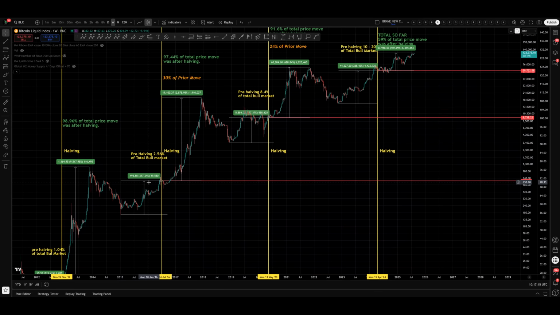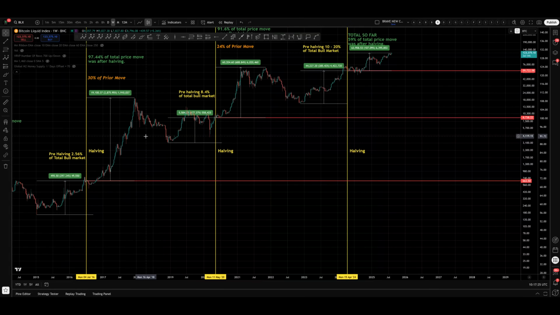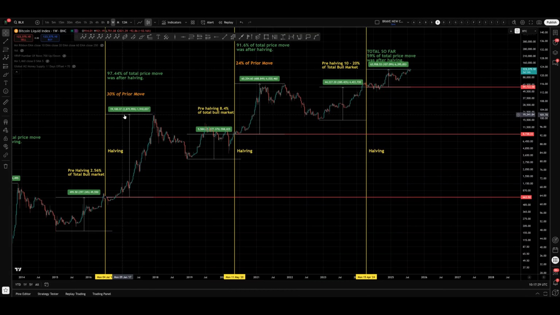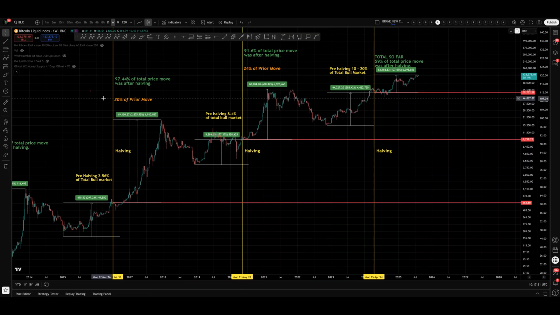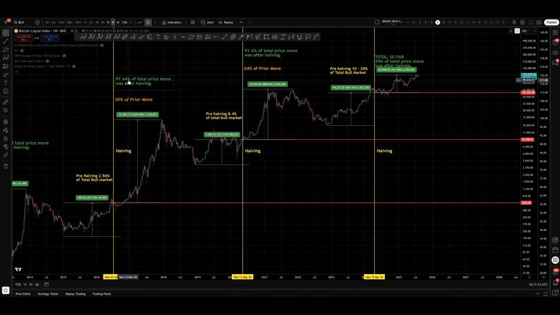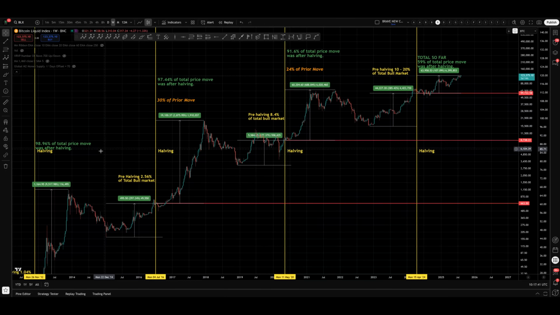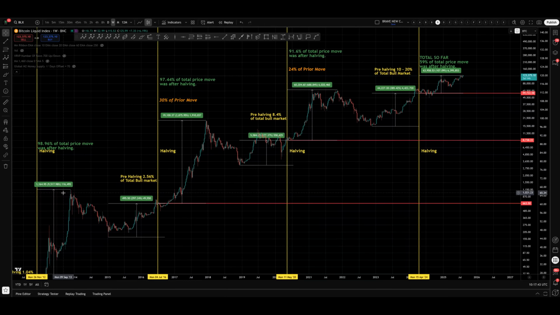If we move on to the next halving cycle, we see that 297.24% of the gain came from the end of winter, the beginning of spring, the beginning of that 3-year cycle from swing low to swing high, to the halving. Post-halving, the gain was 2,875.95%. This represented 97.44% of the total price move being post-halving. This represented 30% of the prior post-halving move of the prior cycle.